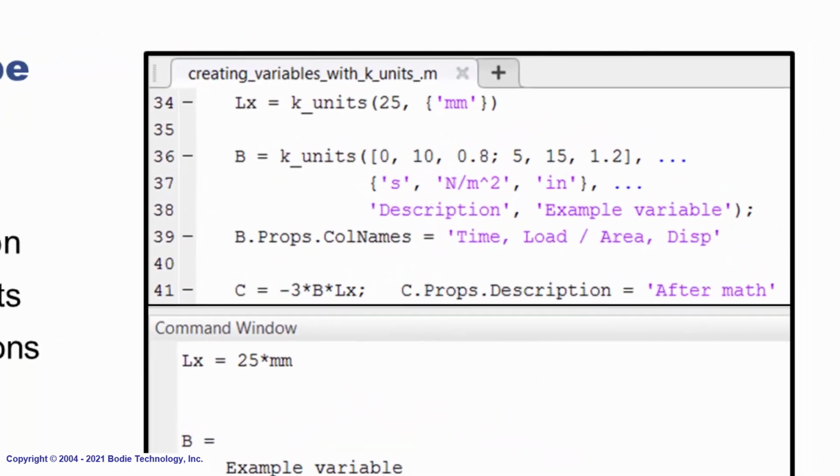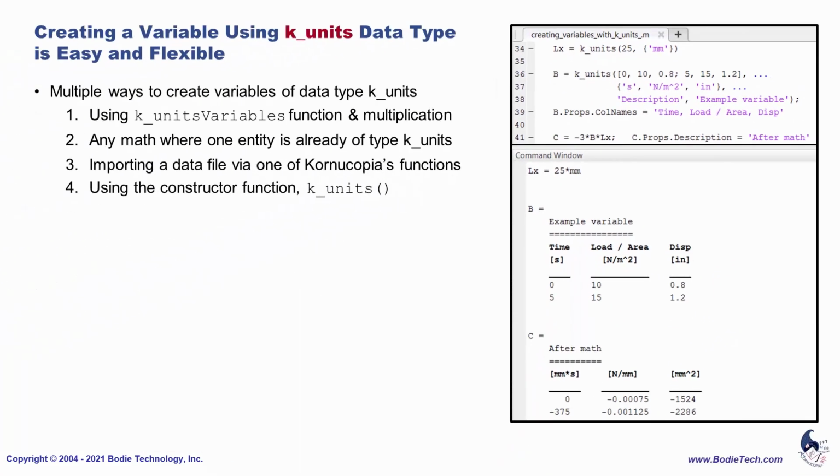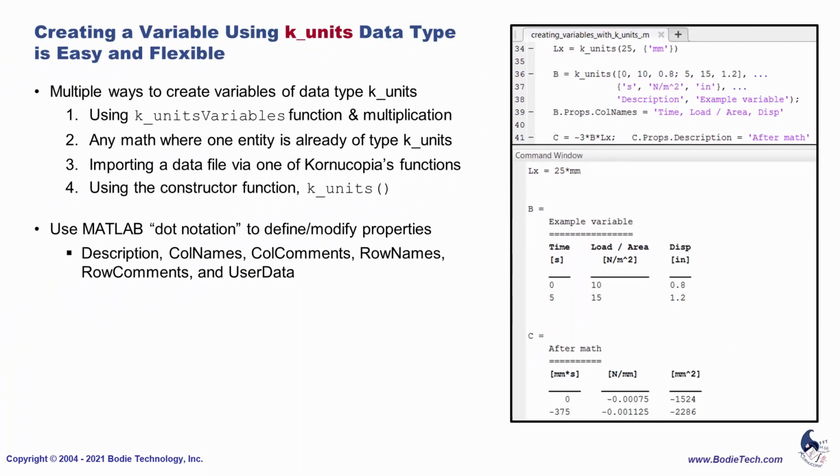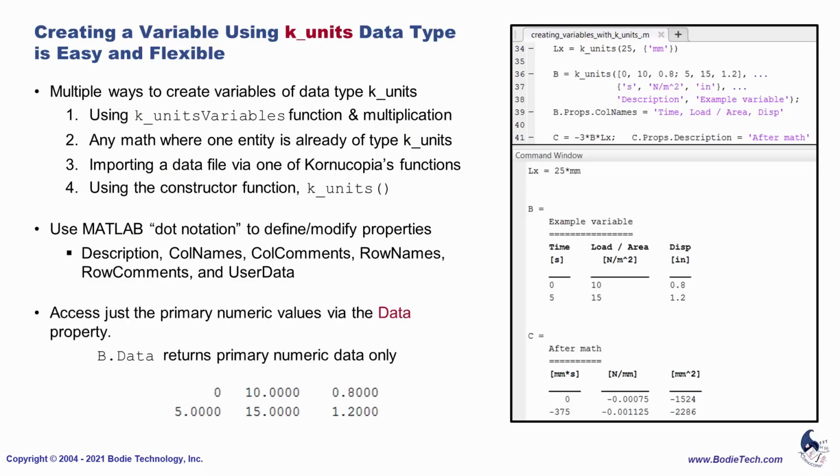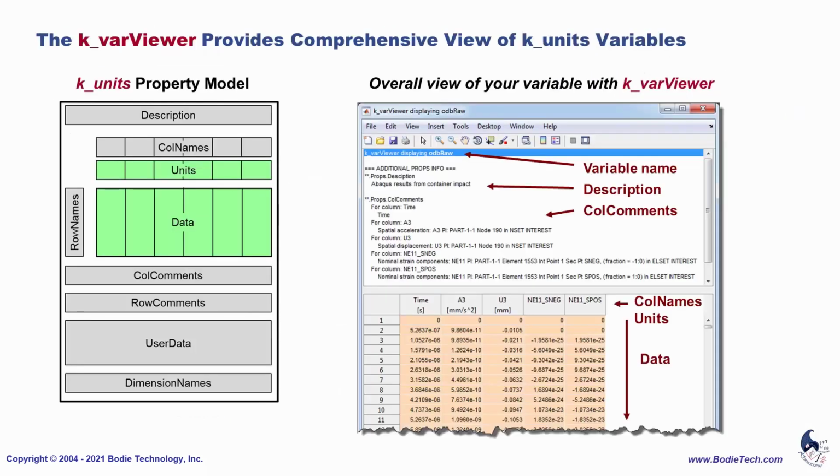Here's a demonstration that uses the constructor function k_units to define some tabular data that has different units in various columns. Using the MATLAB dot notation, you can easily define or modify various properties of your variables. And if you want to get at just the numeric data portion, you simply access the data property as shown here. The Kornucopia variable viewer provides a comprehensive view of any given variable that is of type k_units. In addition to displaying the primary tabular data, including any column names and units, the variable viewer also displays other meta information if it exists. In this example, the viewer is displaying an overall variable description and column comments that are present in the variable.